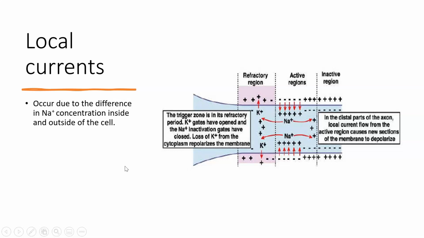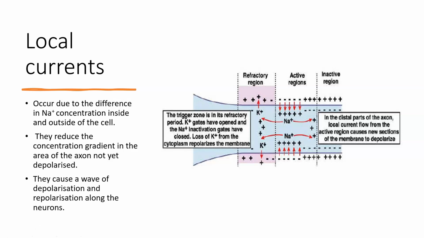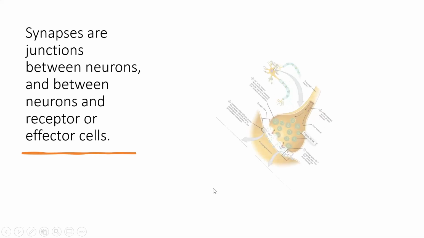So our local currents occur due to the difference in sodium concentration inside and outside the cell. They reduce the concentration gradient in the area of the axon not yet depolarized. That causes this wave of depolarization and repolarization along our neuron, which is the nerve impulse.